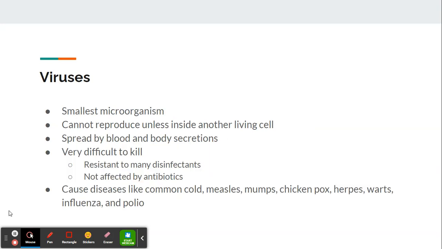Viruses are going to be our smallest microorganism. They are not able to reproduce unless they're inside of something else that's living. We tend to see these spread by blood and body secretions. They are very, very difficult to kill. They tend to be resistant to a lot of disinfectants, and they're not affected by antibiotics. You need an antiviral medication to kill a virus. Things like the common cold, measles, mumps, chickenpox, herpes, warts, influenza or the flu, and polio are all different types of viruses.